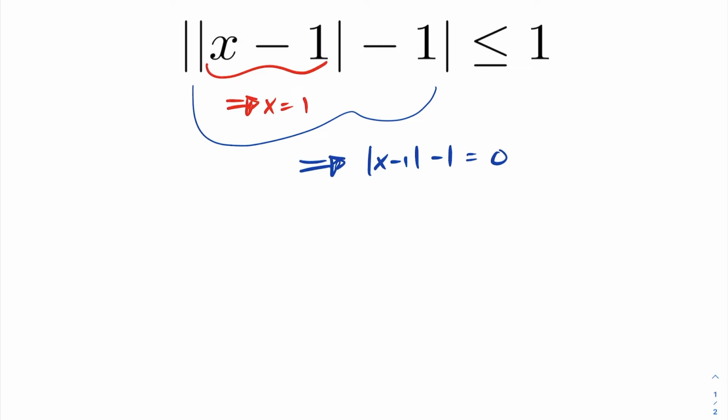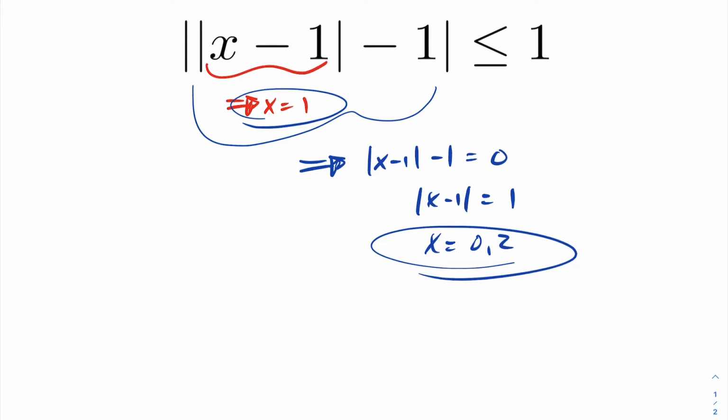For the outer absolute value, we want to set the absolute value of x minus 1 equal to 0. Solving for this, we end up getting the absolute value of x minus 1 is equal to 1. And this gives us two values, 0 and 2. So therefore, the 3 points we want to consider on our number line are 0, 1, and 2. Let's take a look at these.